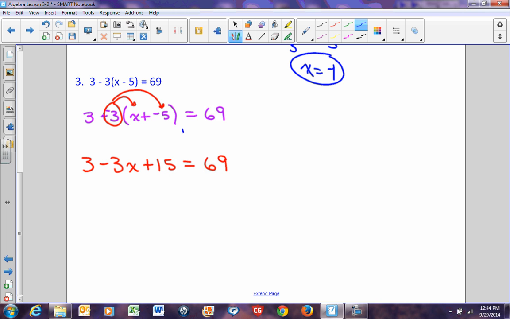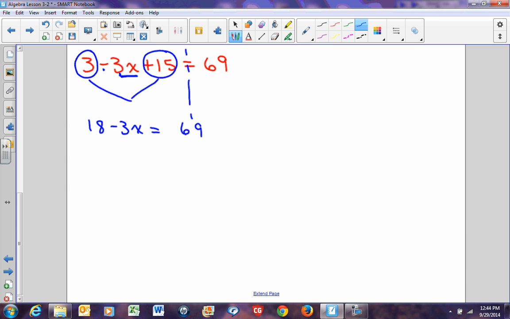Again, this is the dividing line between my equation. I can look and see if I have any like terms. This 3 and this 15 are like terms. Both of those are positive because this negative sign goes with this 3x right here. So 15 and 3 is 18 minus 3x equals 69. Now I simply need to get x by itself. So I will subtract 18 from the left side, and I will do the same thing to the right side. These will cancel.